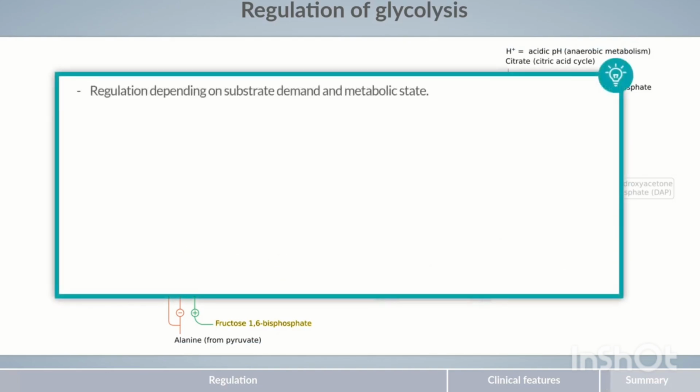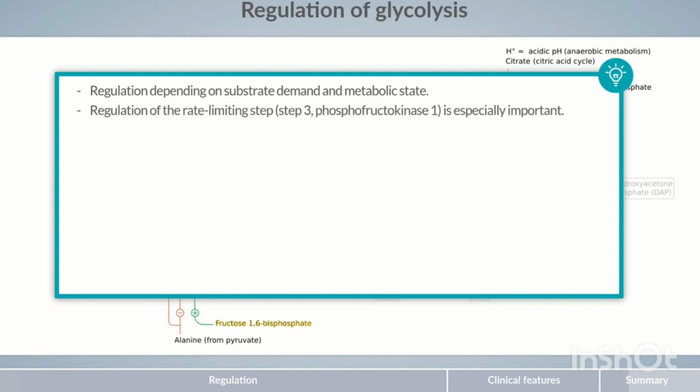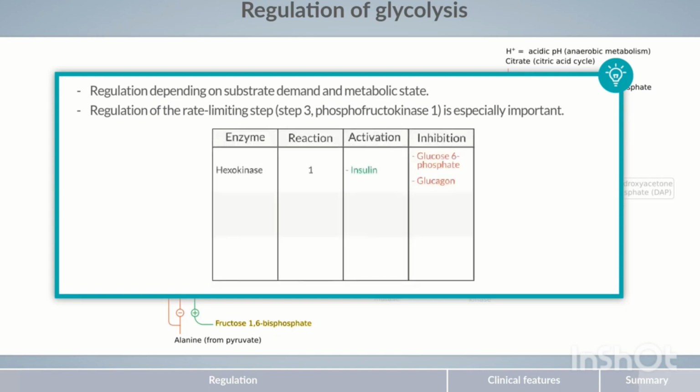Glycolysis regulation ensures that there are sufficient amounts of important substrates in the cell. Physiologically opposing metabolic processes are coordinated so that they don't work against each other, expending energy. The slowest and therefore the rate-limiting step in glycolysis is step 3. Hence, the regulation of phosphofructokinase 1 is especially important for glycolysis.